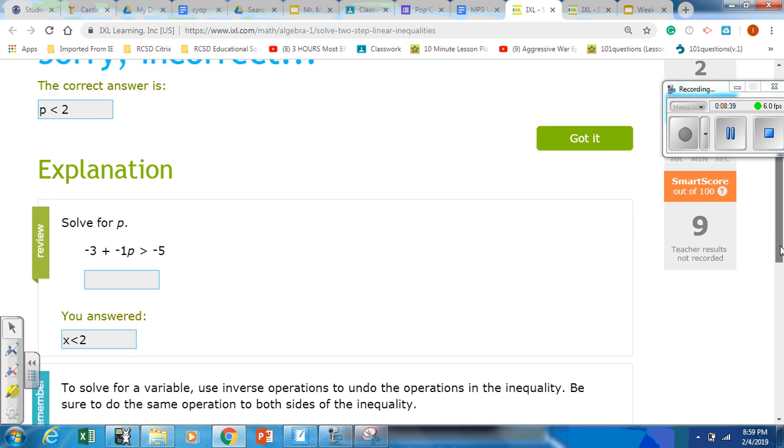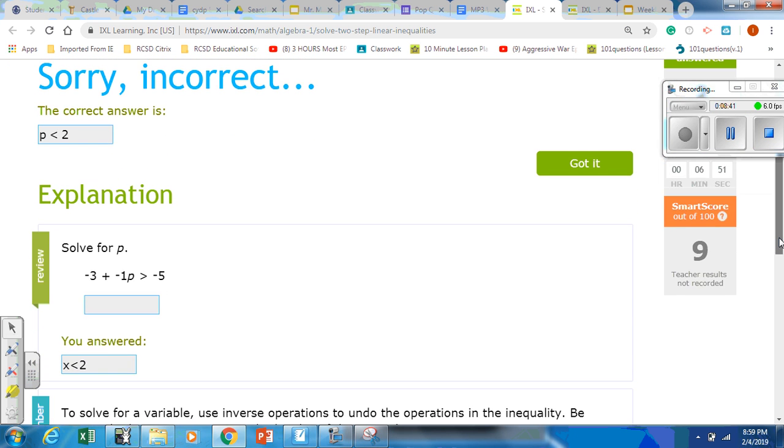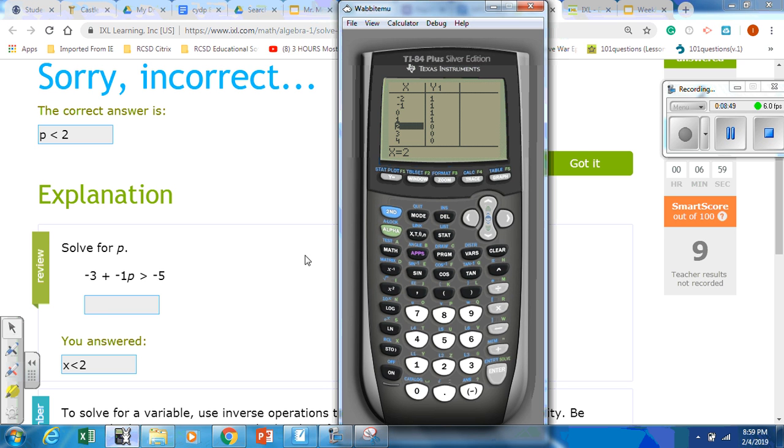So time check. When we come back, we're going to look into the second type of problem: solving advanced linear inequalities using the graphing calculator.